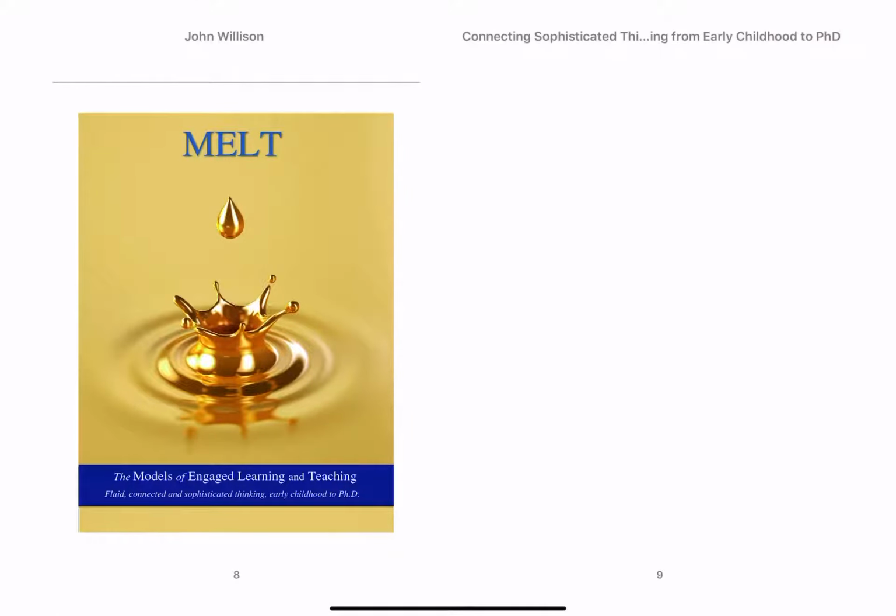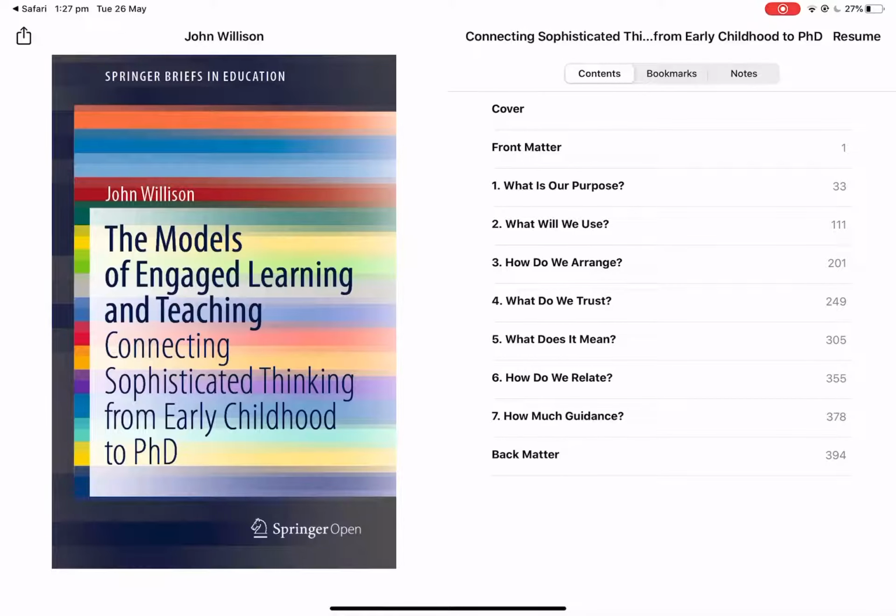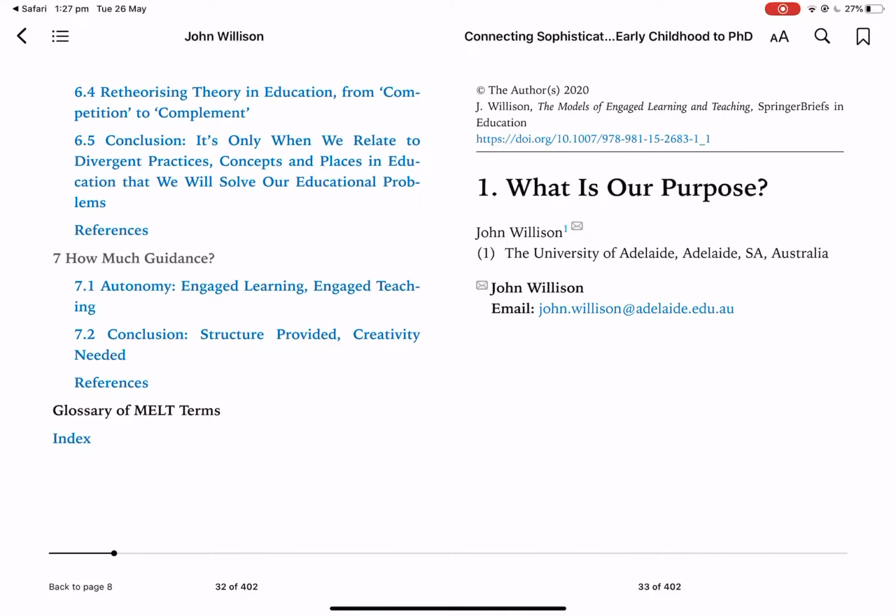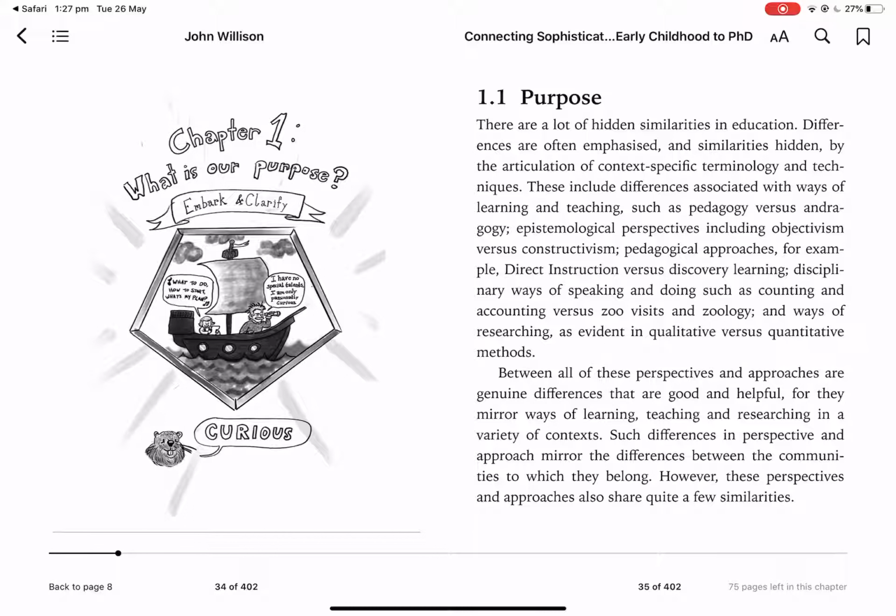So the actual book from Springer has got this cover, which is pretty bland and ubiquitous for me. But hey, that's what you'll see first. And I'm just going to guide you very briefly. This is the ebook version. There's a PDF version as well. So just to use the cartoons to highlight that. The first facet of MELT, the centerpiece, is commonly embark and clarify. And the question for that is, what is our purpose? What are we trying to engage in?